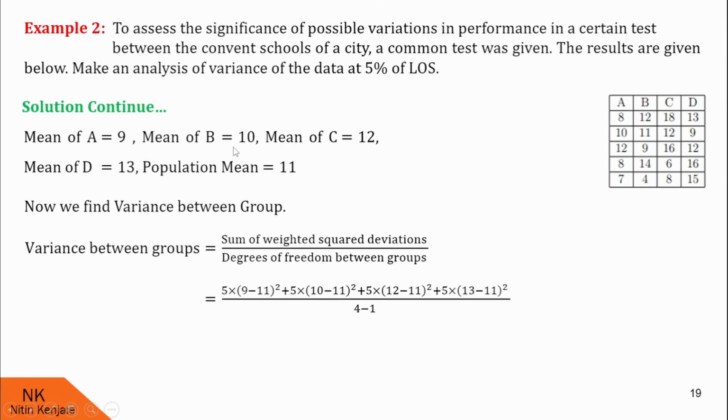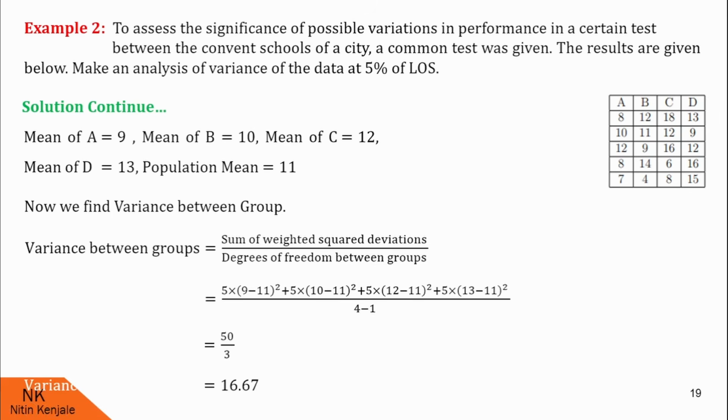Similarly for B, xi bar is 10, 10 minus 11 the whole square. For C it is 12, so 12 minus 11 the whole square, and for D mean is 13, so it is 13 minus 11 the whole square. And since there are 4 groups, the degrees of freedom between groups is 4 minus 1. When we solve this using calculator, I see variance between groups is 16.67.